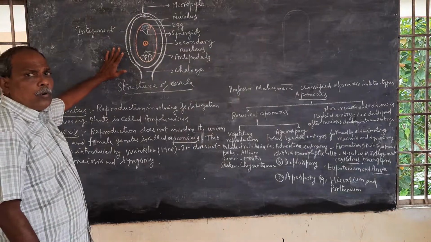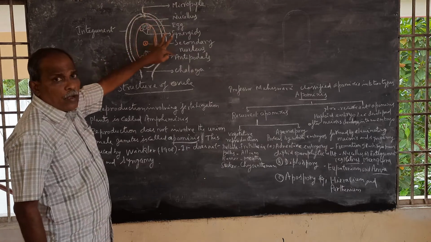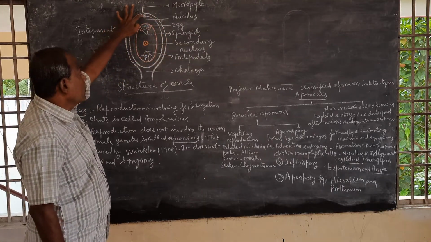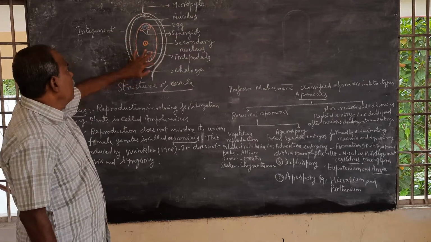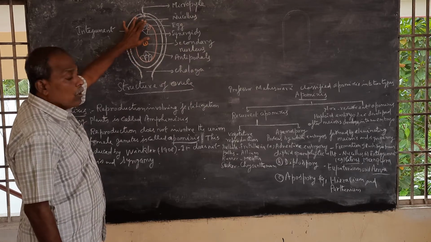What is the structure of an ovule? I have already studied the structure of the ovule. The ovule is covered by one or two layers called integuments. The integument has a gap at the top called the micropyle. Opposite to the micropyle is the chalaza. Then the integument encloses a nuclear tissue called the nucellus.